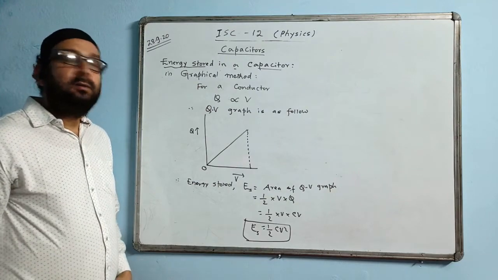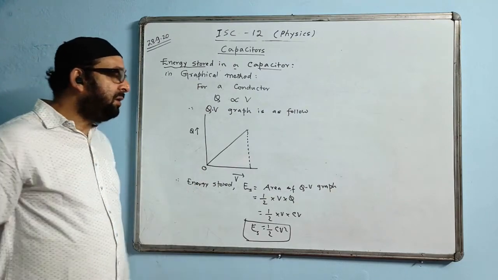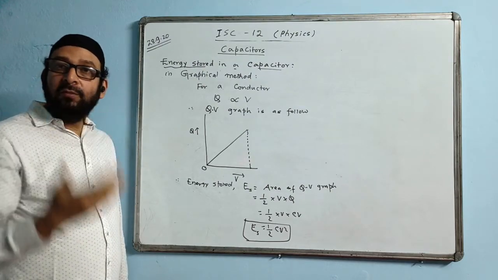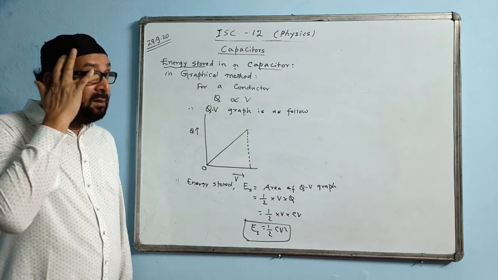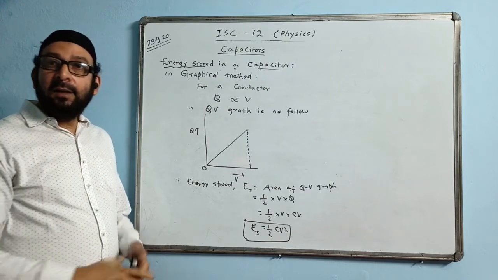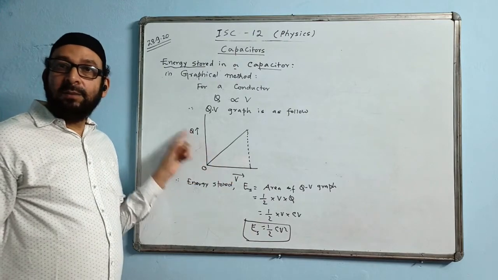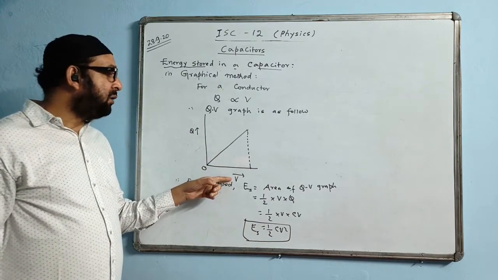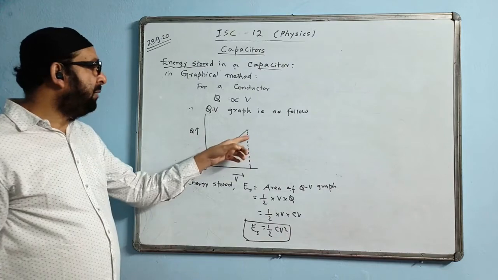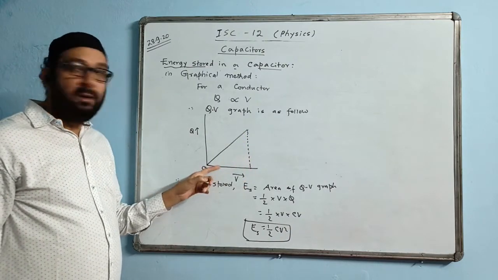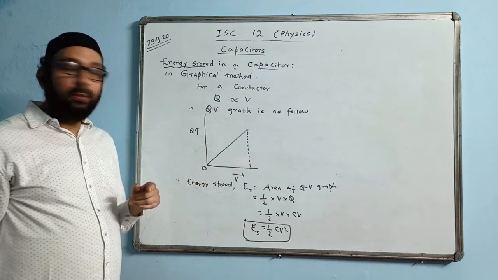Okay, one thing about the graph you should know. In the graph, two things will happen: one is area and one is slope. We find the slope of the graph and we find the area of the graph. Area means you have to multiply these two axes. And slope means you have to divide the perpendicular by the base. Vertical height by the base. So that will give the value of slope.